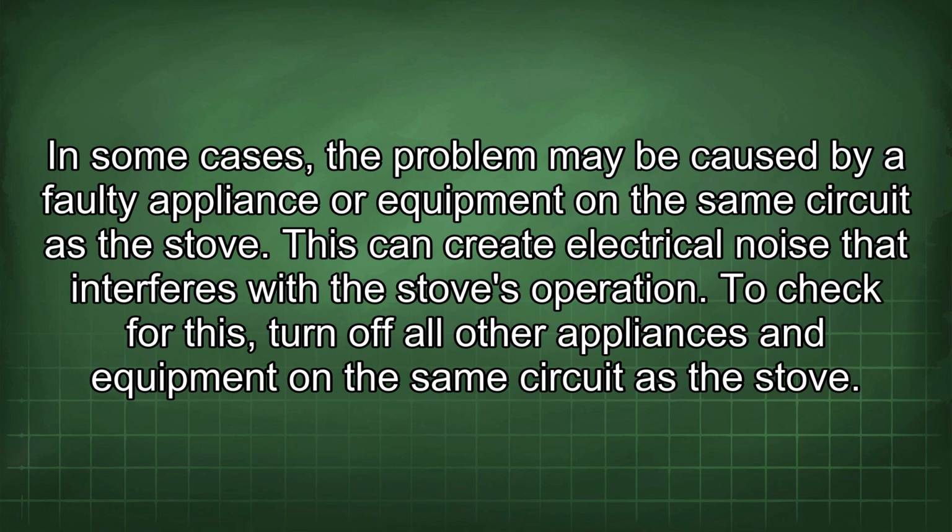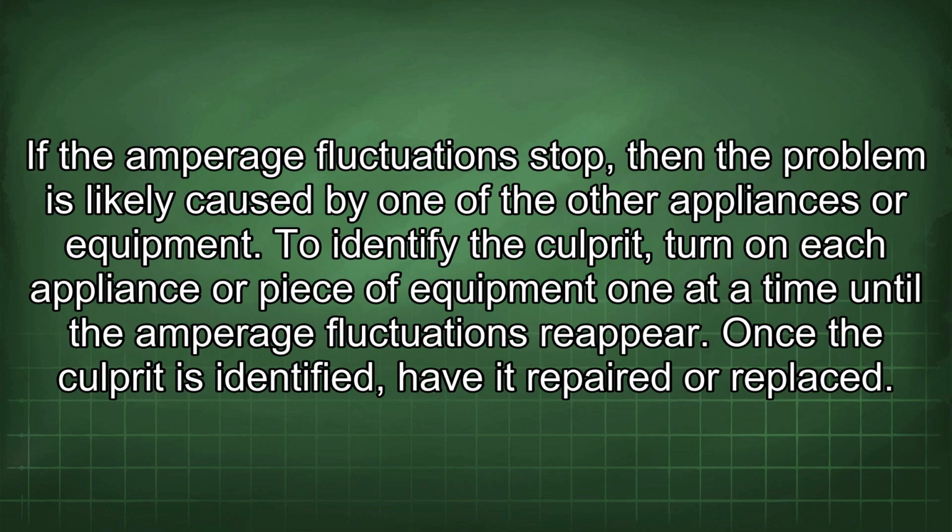In some cases, the problem may be caused by a faulty appliance or equipment on the same circuit as the stove. This can create electrical noise that interferes with the stove's operation. To check for this, turn off all other appliances and equipment on the same circuit as the stove. If the amperage fluctuations stop, then the problem is likely caused by one of the other appliances or equipment. To identify the culprit, turn on each appliance or piece of equipment one at a time until the amperage fluctuations reappear. Once the culprit is identified, have it repaired or replaced.